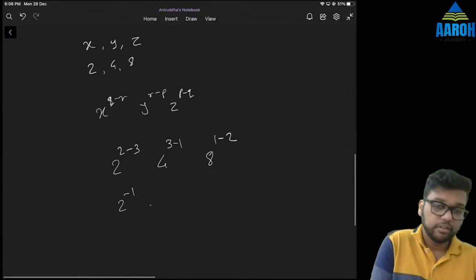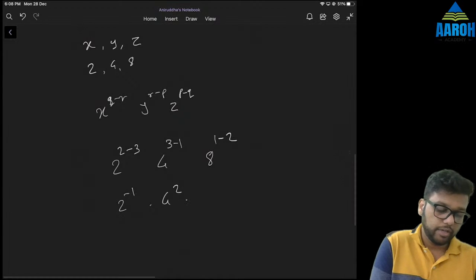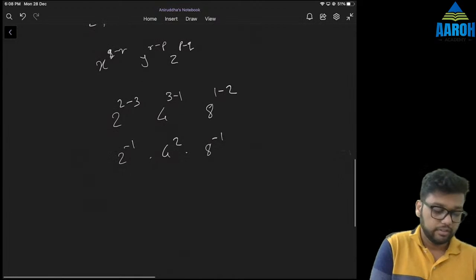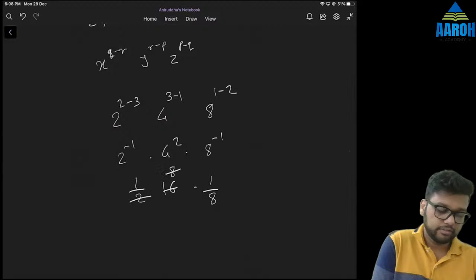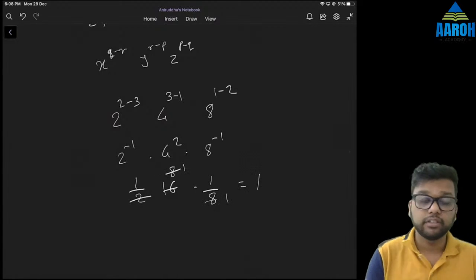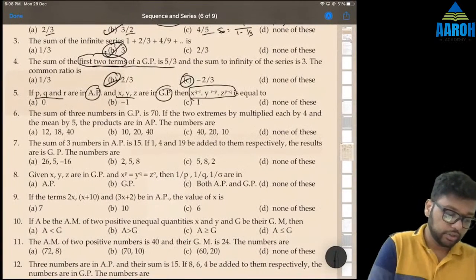2 raised to minus 1 into 4 square into 8 raised to minus 1. 2 raised to minus 1 is 1 by 2, 4 square is 16, 8 raised to minus 1 is 1 by 8. So we can cancel this. Only 1 is remaining. So 1 will be the correct answer, which is option C.